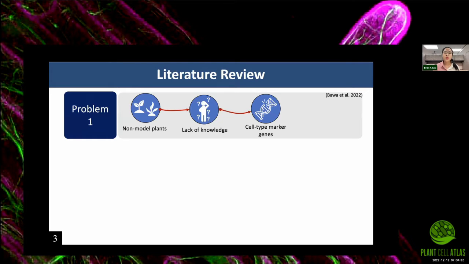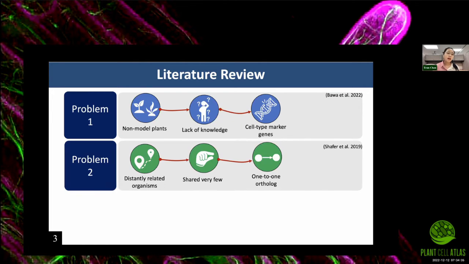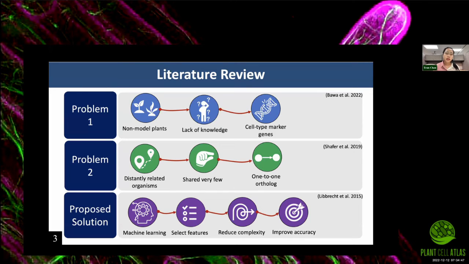Well, we have two problems right here. First, in non-model plants, we don't know much about cell type specific marker genes. The second problem is that distantly related organisms share very few one-to-one gene orthologs, so comparative study between species is very difficult. Therefore, in this study, we propose a solution. We apply machine learning methods to select the relevant features, reduce the complexity of the data, and improve the accuracy.